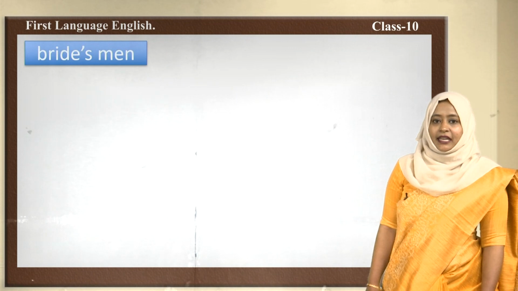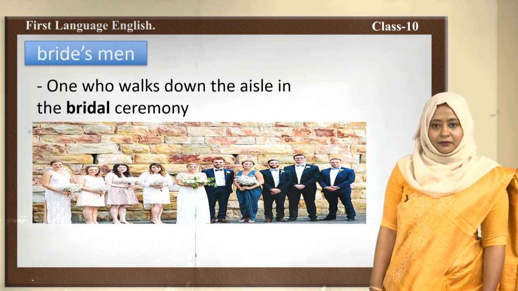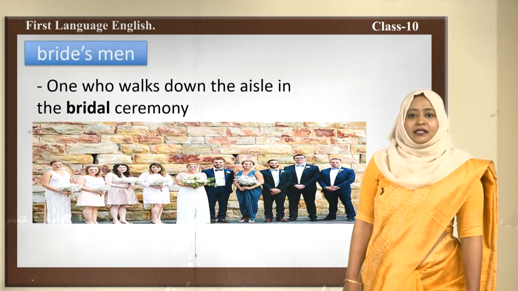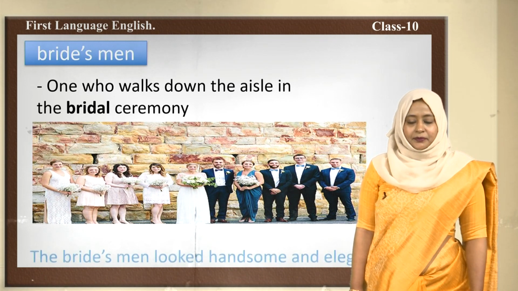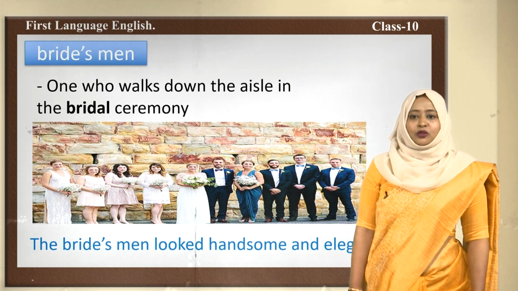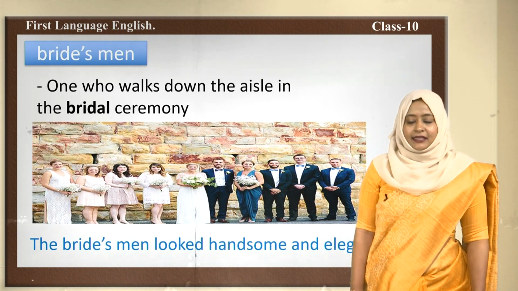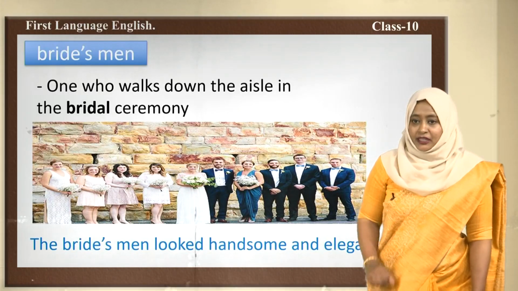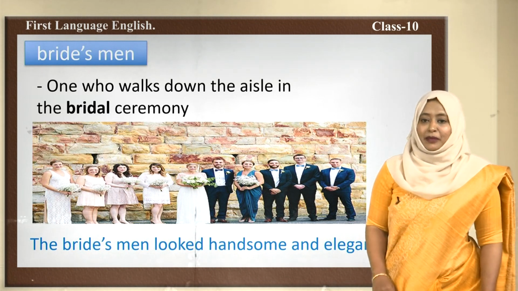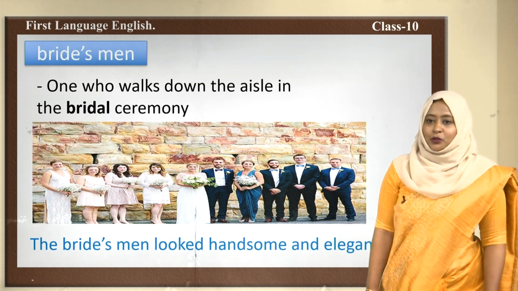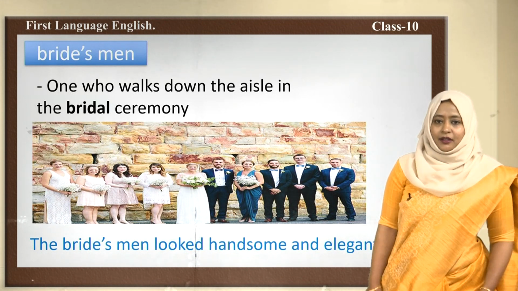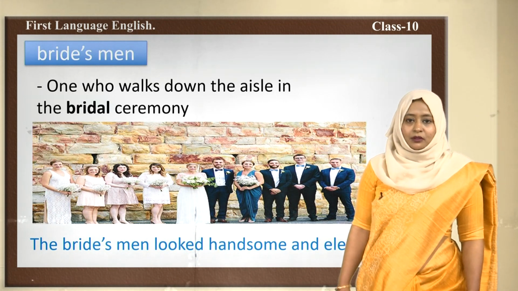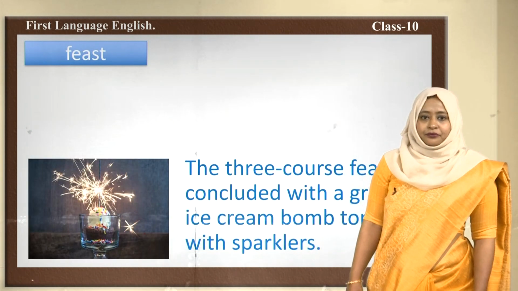The next word is bridesmen. One who walks down the aisle in the bridal ceremony. The bridesmen looked handsome and elegant. So we have the female version as well here. Bridesmen are for the men who walk down the aisle. We also have bridesmaid. This is basically a European culture, and this poem is also about that culture itself.